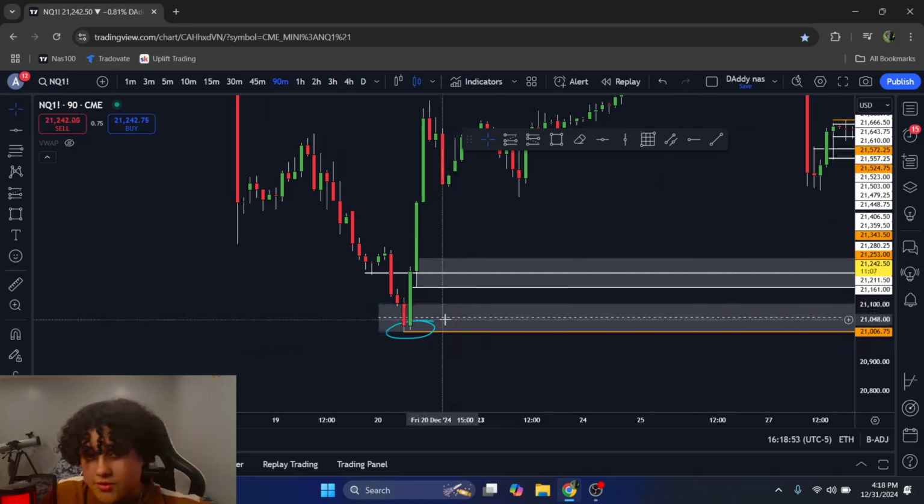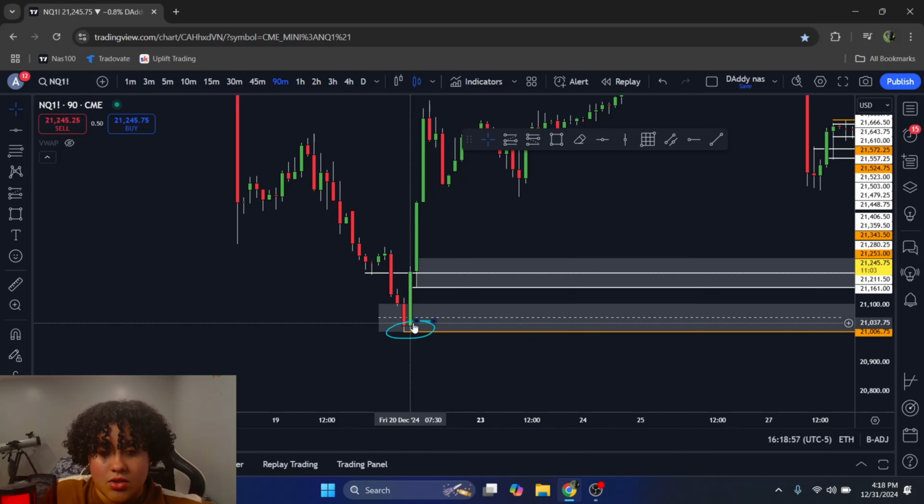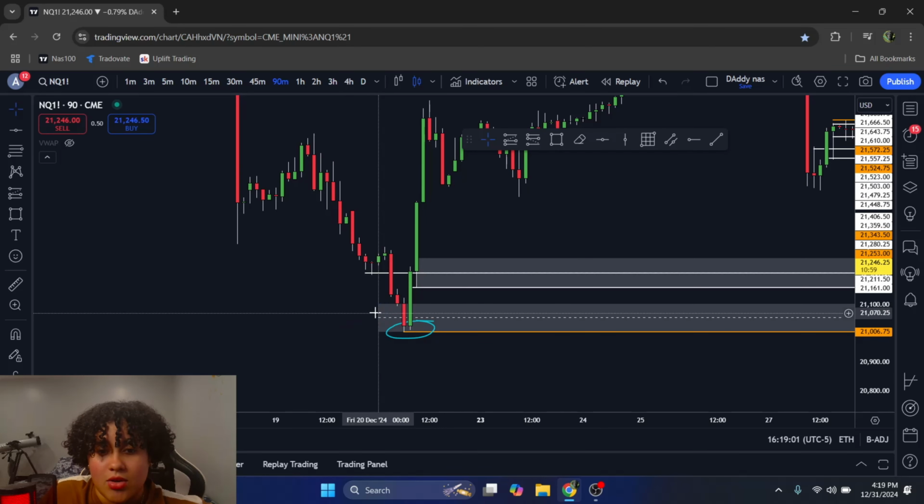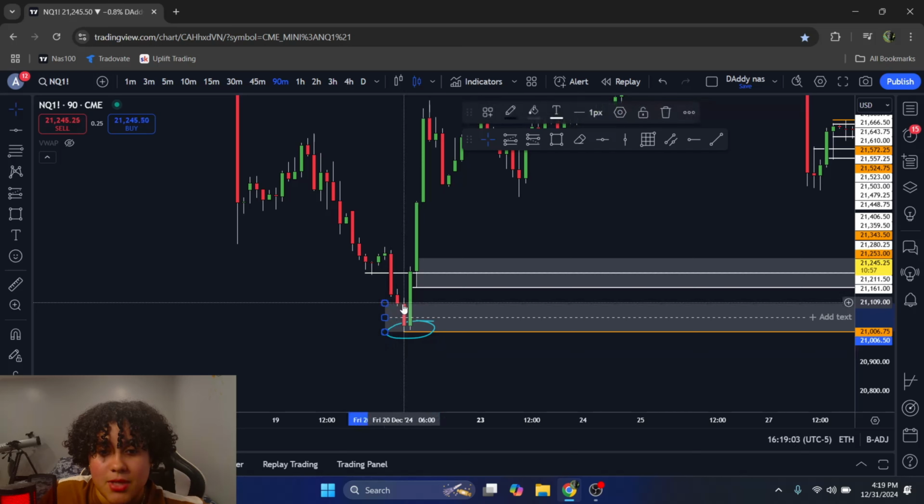This would be a perfect example of demand. We have this small candle and then this huge movement up. And you can see how I marked it down from the base of this down to the wick.